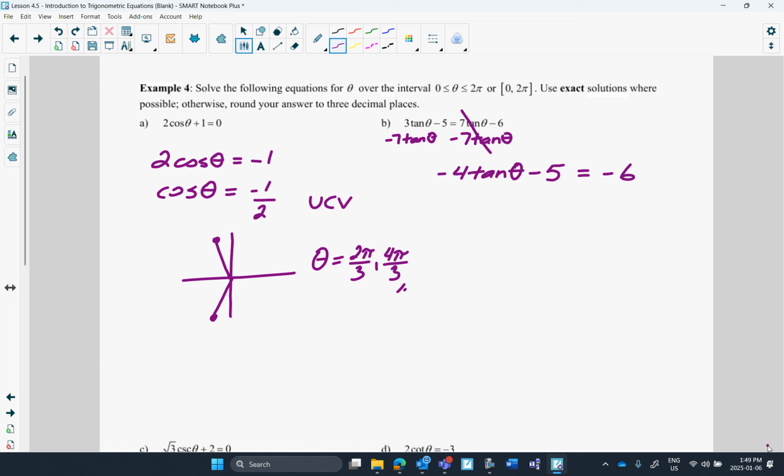Now it kind of looks like the previous one. Add 5 to both sides, so you get negative 4 tan theta is equal to negative 1. Divide both sides by negative 4, and you get negative 1 divided by negative 4, which is the same as positive 1 over 4. Unit circle or calculator? Calculator. 1/4 is not a point on the unit circle.